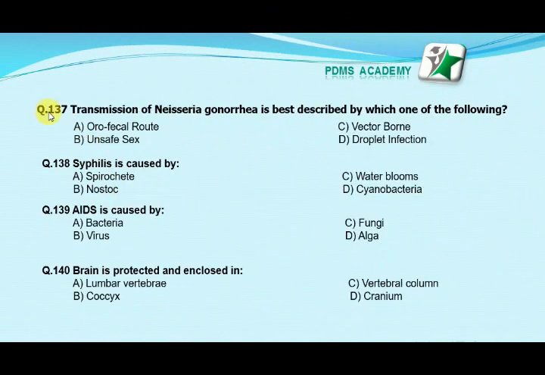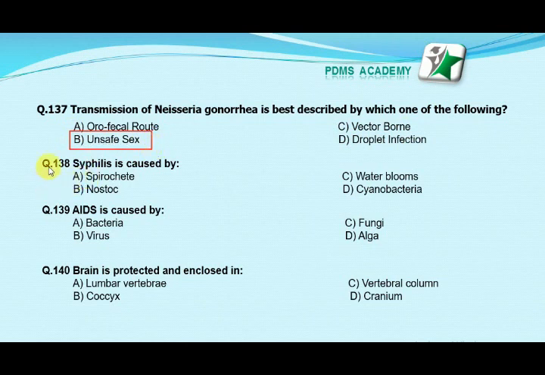Our next MCQ is: transmission of Neisseria gonorrhoeae is best described by which one of the following? Option A, orofecal route. Option B, unsafe sex. Option C, vector-borne. Option D, droplet infection. Our correct answer is B, unsafe sex.